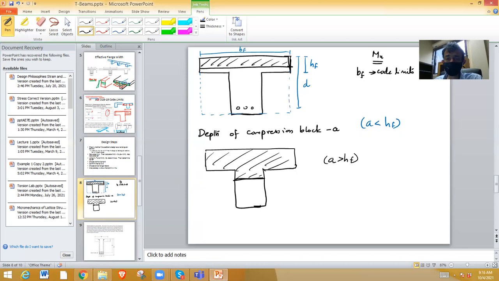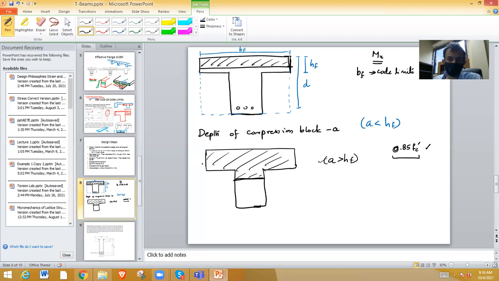So for that, first let's find where A is. Okay, how do you find A? By research, by experimentation, it has been found that we can still use the compression block uniform stress 0.85 fc prime. This is the stress, even though we are looking at a T beam, even though it's not a rectangular beam, this assumption of uniform 0.85 fc prime stress within this block is still okay.